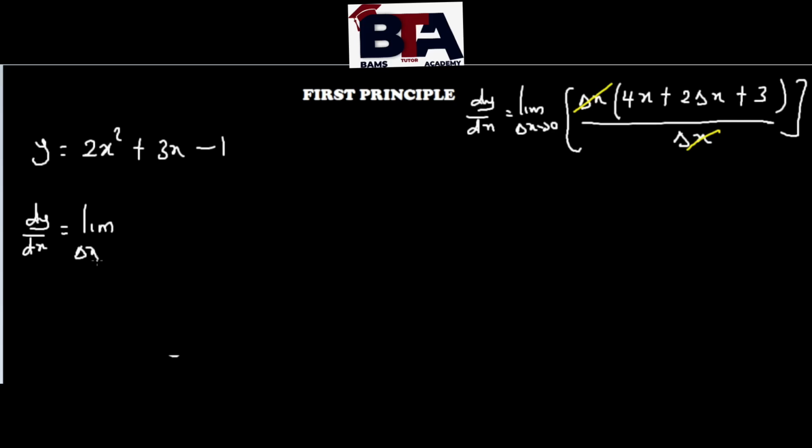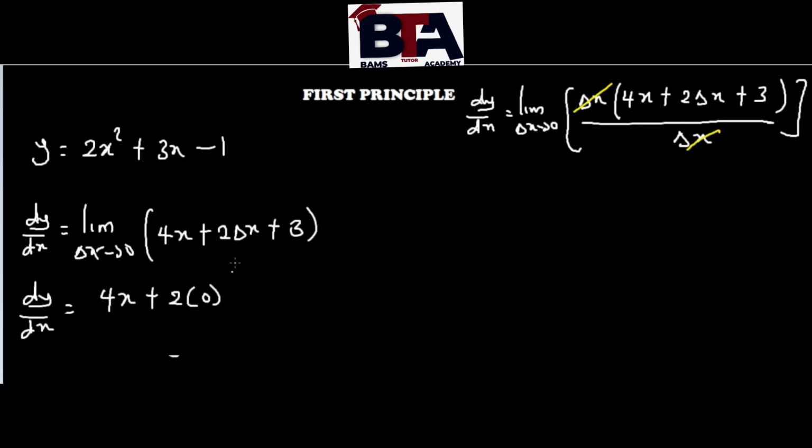We have 4x plus 2 change in x plus 3, which means that anywhere you see change in x, put 0. So I have dy over dx is equal to 4x plus 2, put a 0 because we have change in x here, put 0, then plus 3. So my dy over dx is equal to 4x plus 3. And that's the final answer.